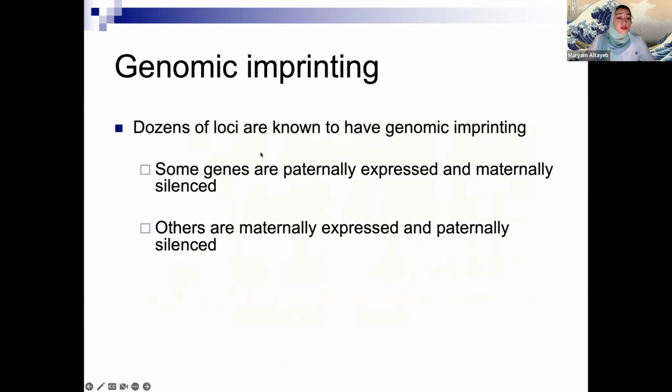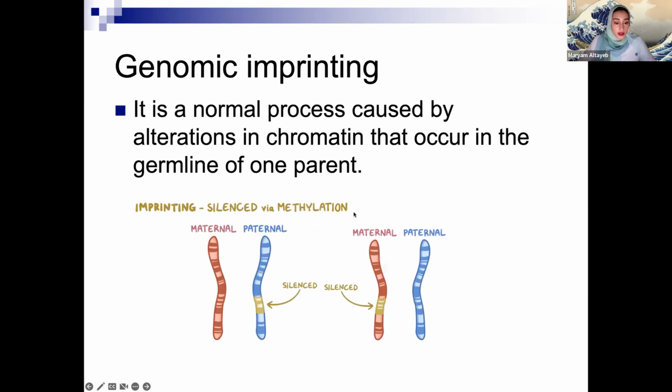And so again, this is what we call genomic imprinting. And some genes are expressed from the father, some genes are expressed from the mother, and some are silenced from the father, and some are silenced from the mother. Okay, and so different genes follow different patterns in that kind of way. And remember, what's very important for you guys to know is that this is a normal process. Genomic imprinting is not only a result of disease.